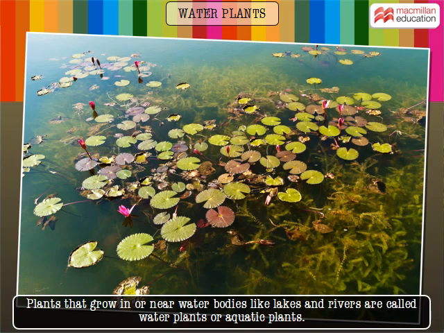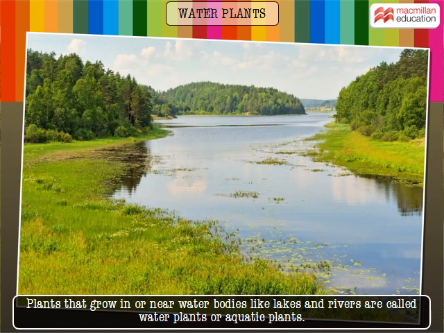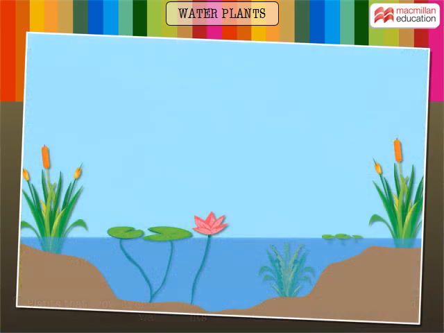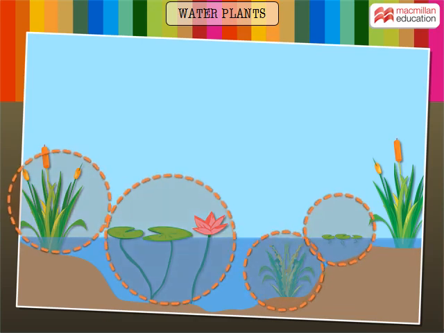Plants that grow in or near water bodies like lakes and rivers are called water plants or aquatic plants. Aquatic plants can be grouped into different categories depending upon their features. Let us now look at these categories one by one.